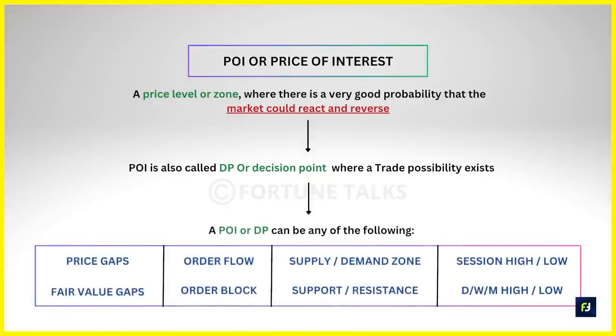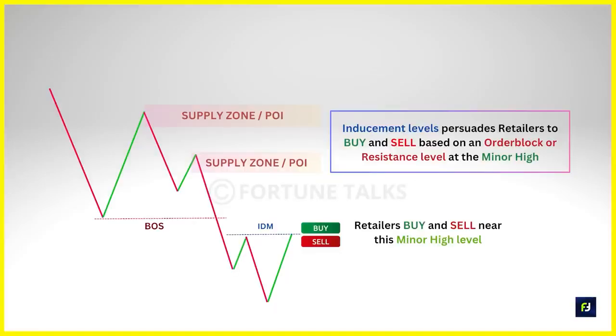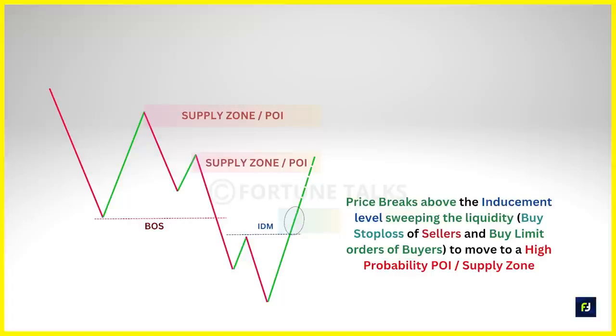It could be an order flow, an order block, a supply or demand zone, session highs or lows, daily or weekly or yearly highs and lows, or it could even be price gaps. In a similar manner, inducement persuades retail traders to enter into a long trade position from an inducement level, which is below a price of interest or a supply zone during a bearish market structure, thereby making them trade in the wrong location and in the wrong direction.